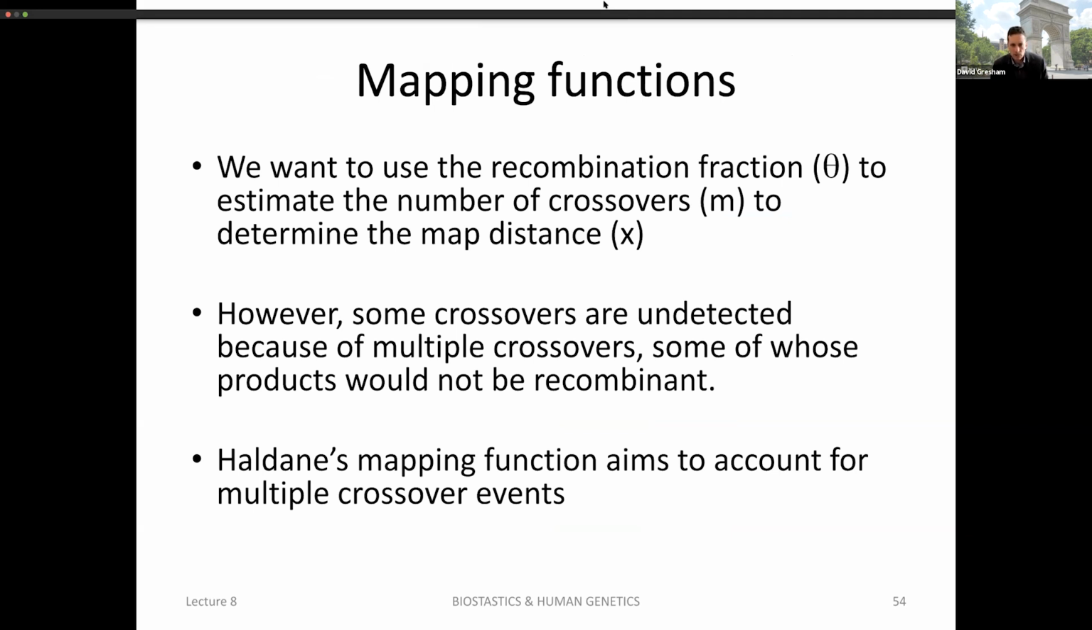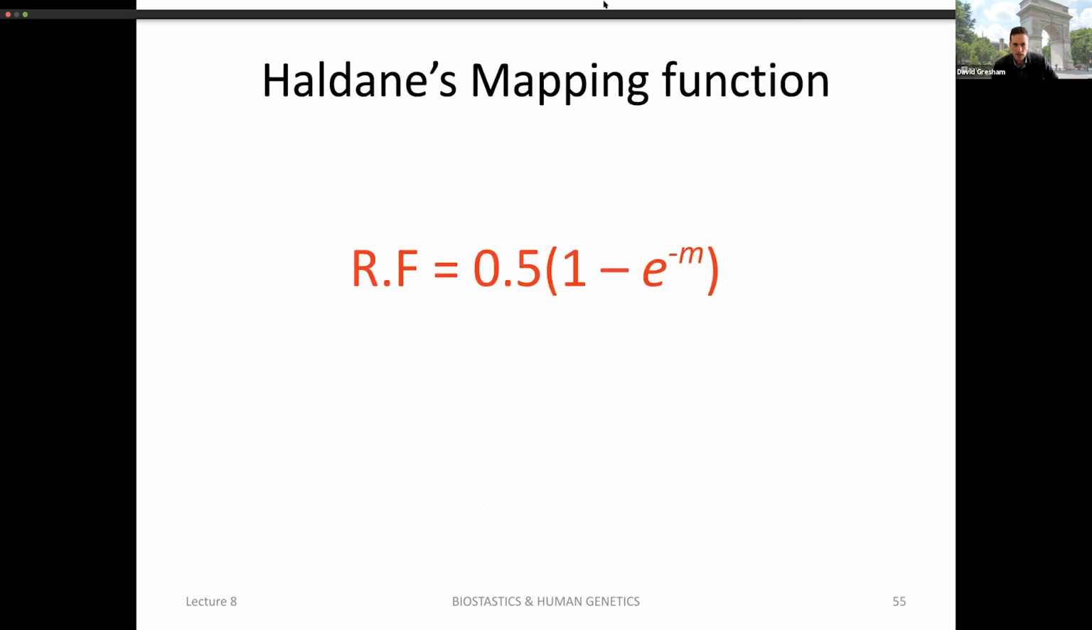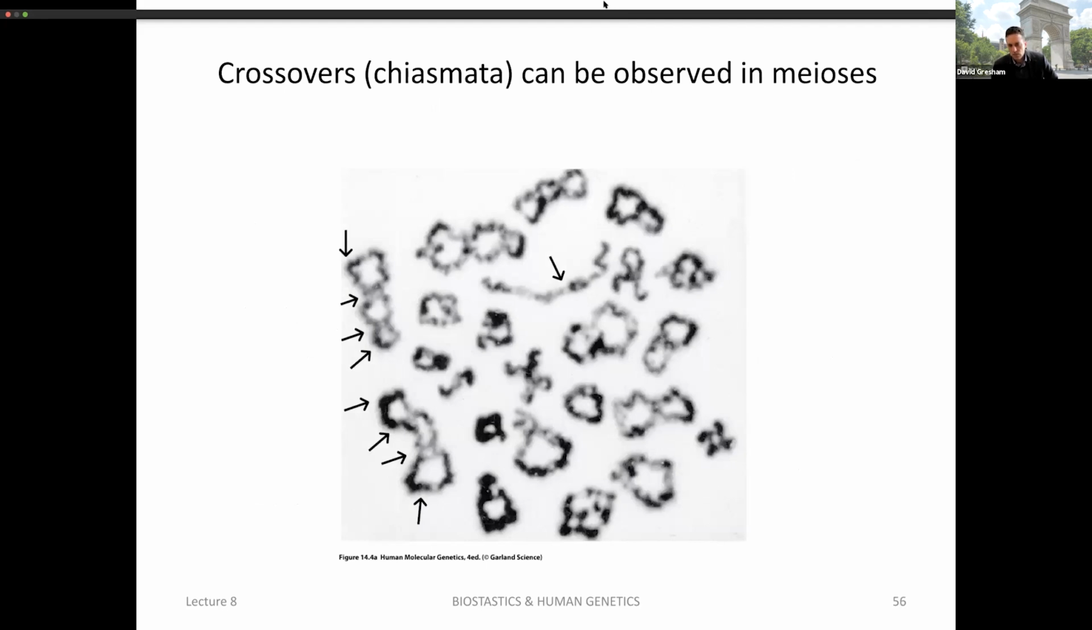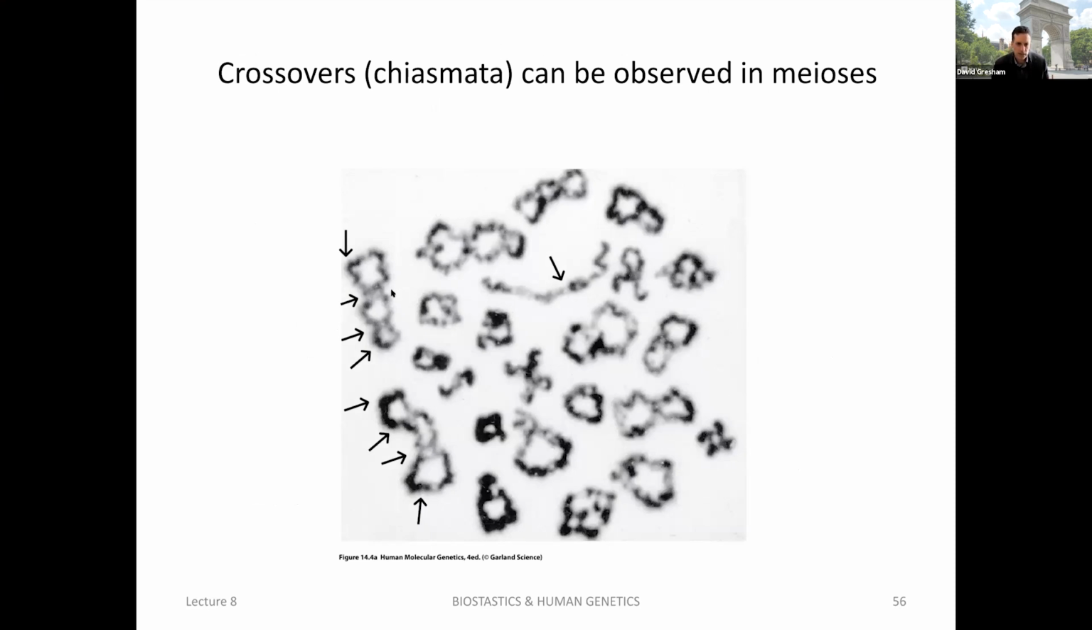And because some crossovers are undetected, because of multiple crossovers, some of those products will not be observed as recombinants. And so what Haldane's mapping function aims to do is to account for these multiple crossover events. And this is the formula that we used. Just to remind you, we're looking at recombinant progeny and making inferences about these crossovers, which are actually these fascinating molecular events that we can detect in meiosis, these chiasmata that you can see under the microscope.